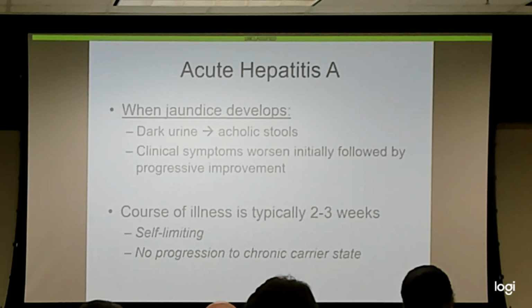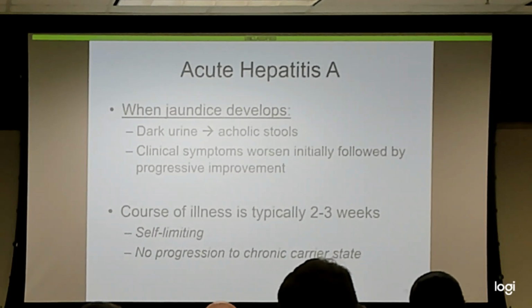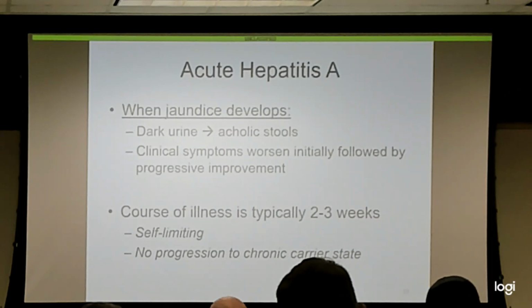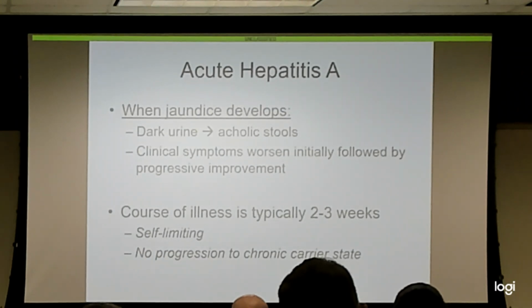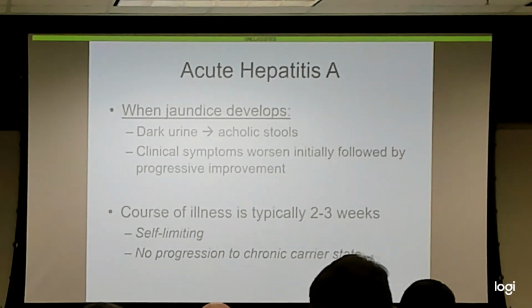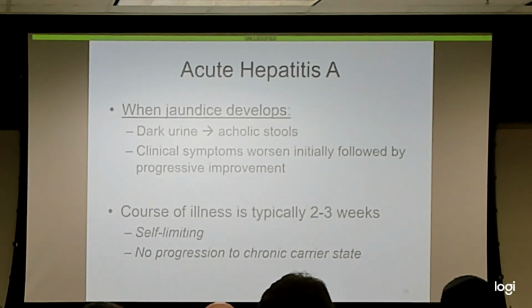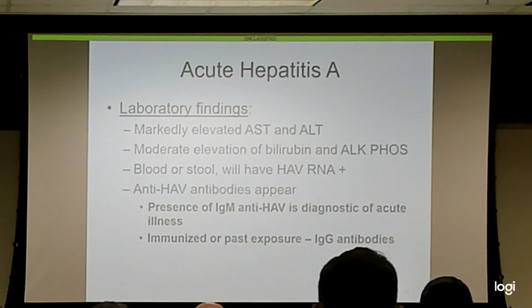So when the jaundice develops, remember, dark urine, acholic stools. What kind of bilirubin is that? Conjugated. It's going through the whole system, but your cells are lysed, so the conjugated bilirubin is going up into the vasculature, and you're getting more of that urobilinogen to the kidneys and not into the stool. Make sense? It's not going down, it's going up. Course of illness is typically 2 to 3 weeks. It's self-limiting, with no progression to carrier state or chronic carrier state.